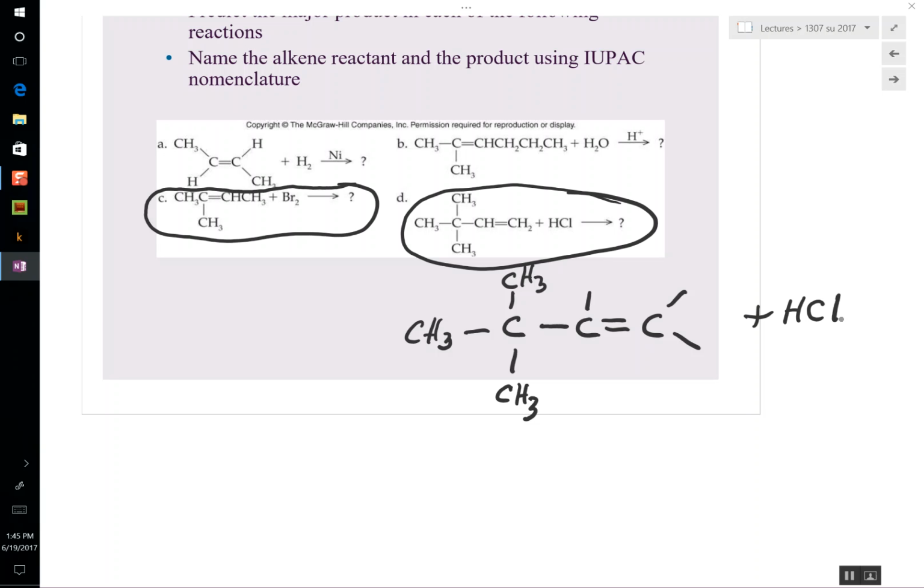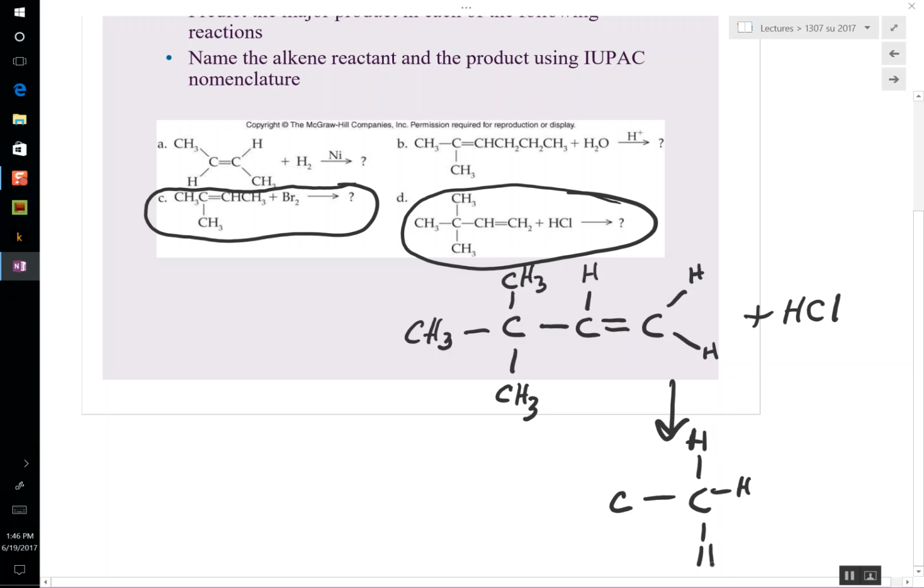This one. Yes, I see that one. The hydrogen goes to the carbon that has the most hydrogen. See, there's a hydrogen here and a hydrogen here. This is Markovnikov's rule. This hydrogen is going to add to the carbon that has the most hydrogen to begin with, and the chlorine is going to go on the other carbon. So we're going to get this is the hydrogen from the HCl, and this is the Cl.